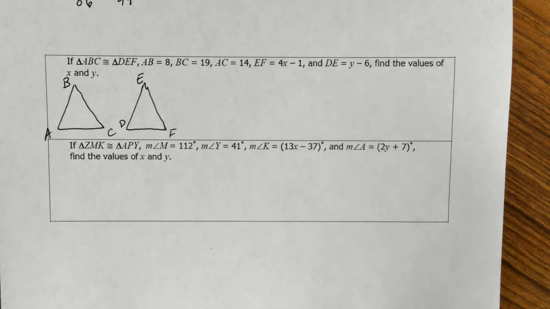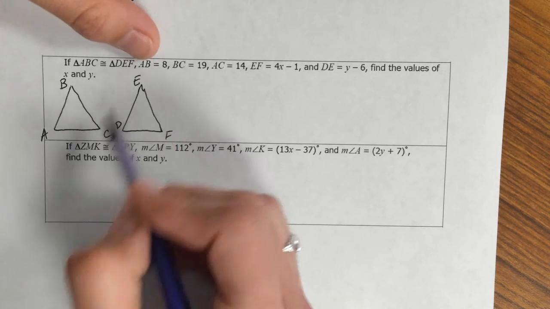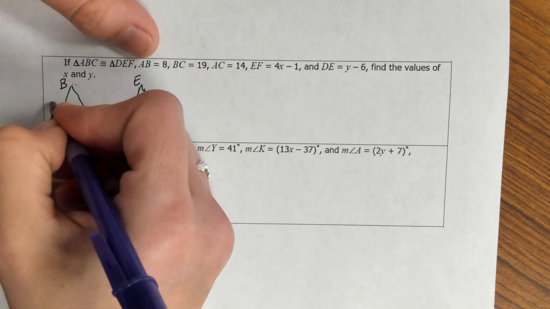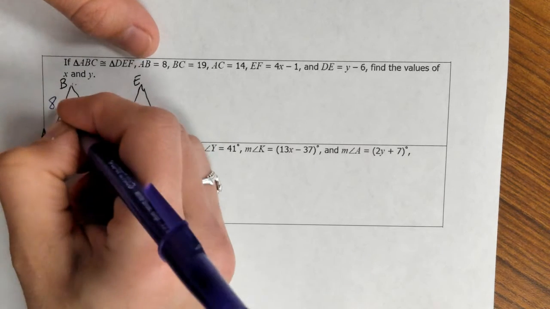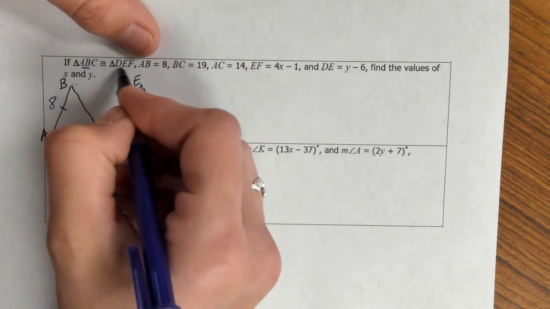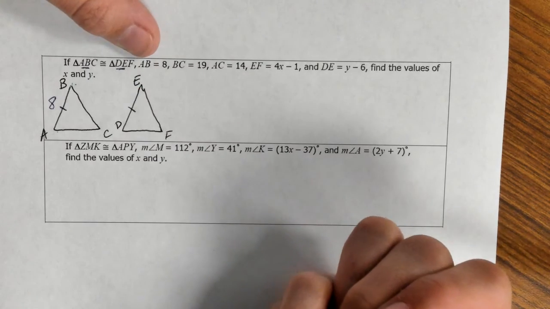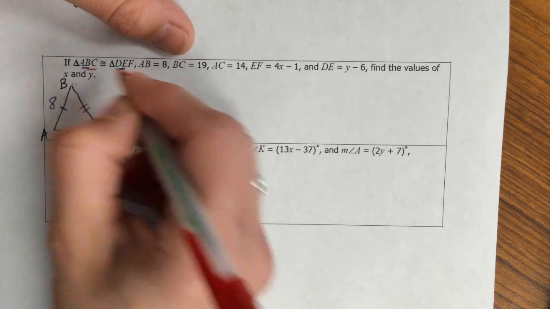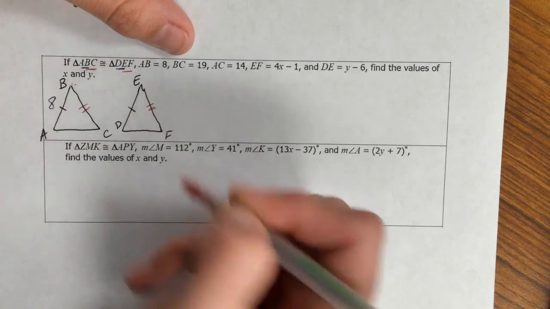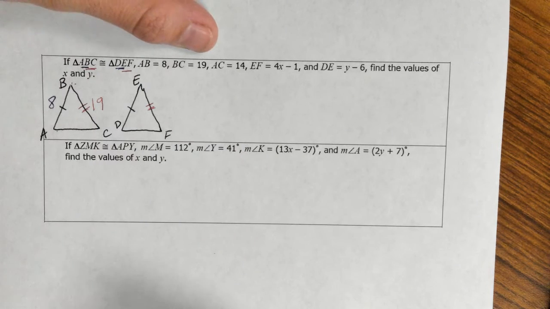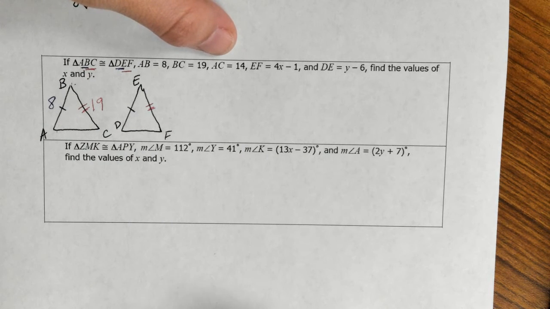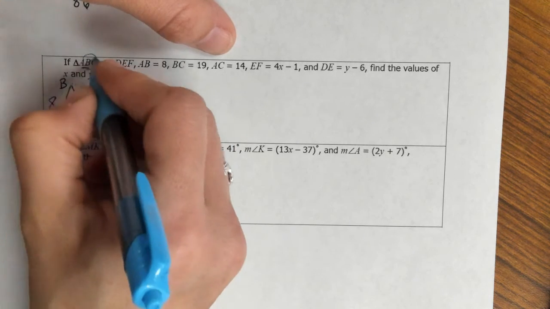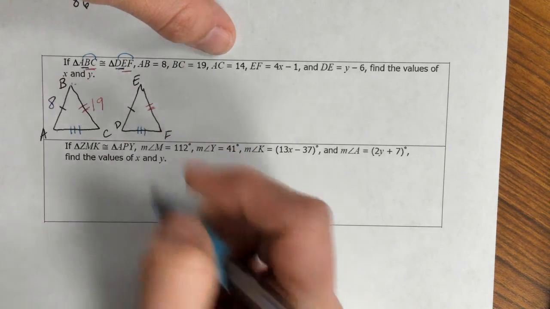Then I can take the information that they give me here, that AB, so from A to B, is going to be 8. And I know that AB is going to correspond and be congruent to DE. I'm told that BC over here, the last two letters that will correspond with EF, is 19. Next, they're telling me that AC, that will correspond with DF, is 14.